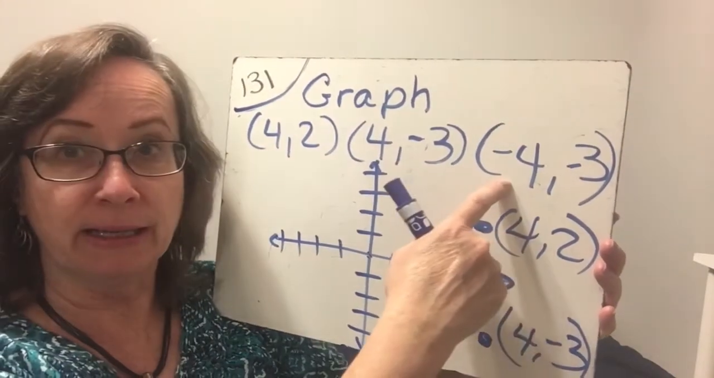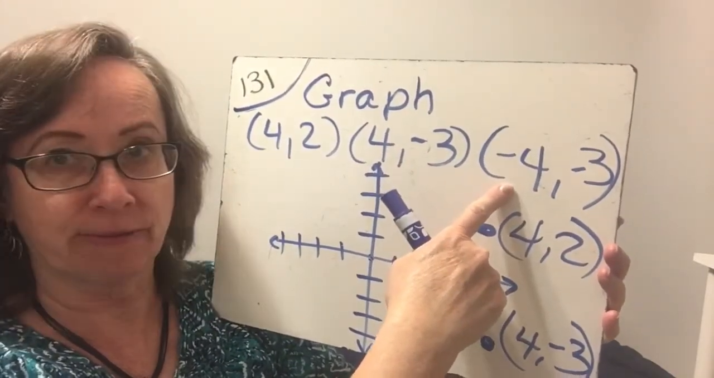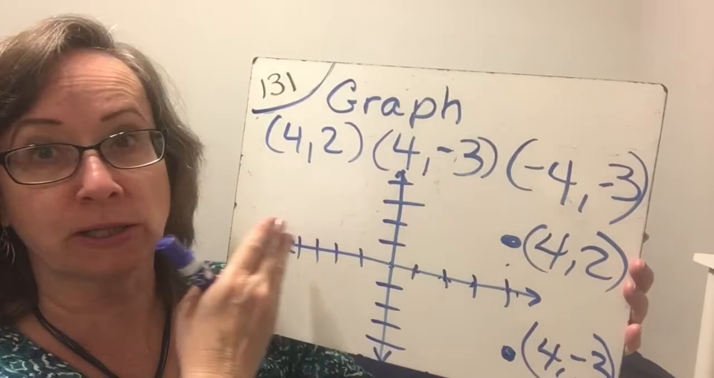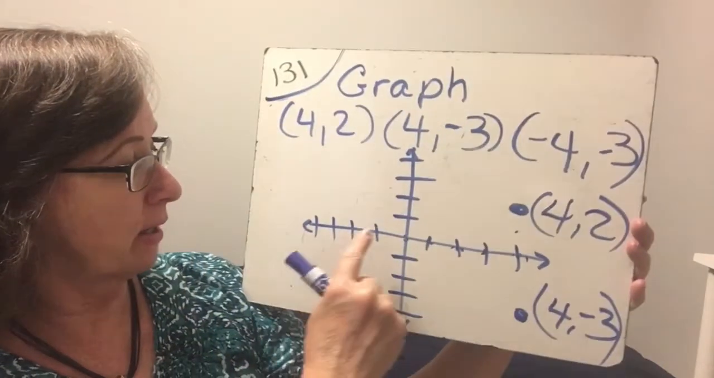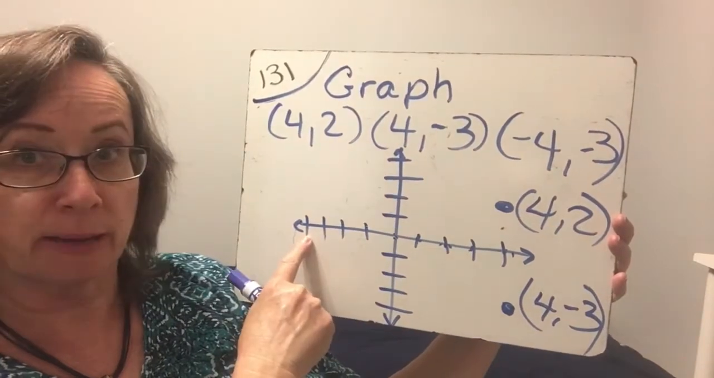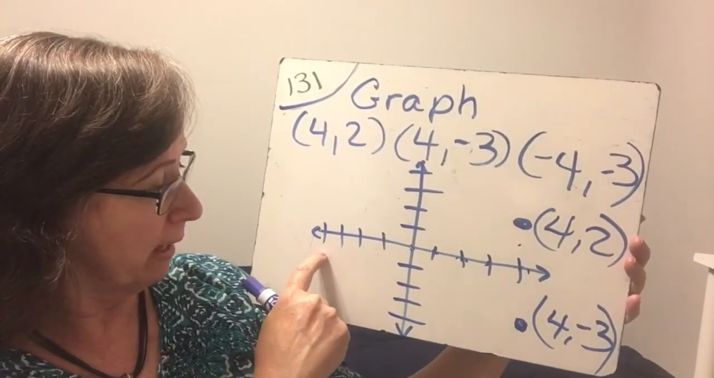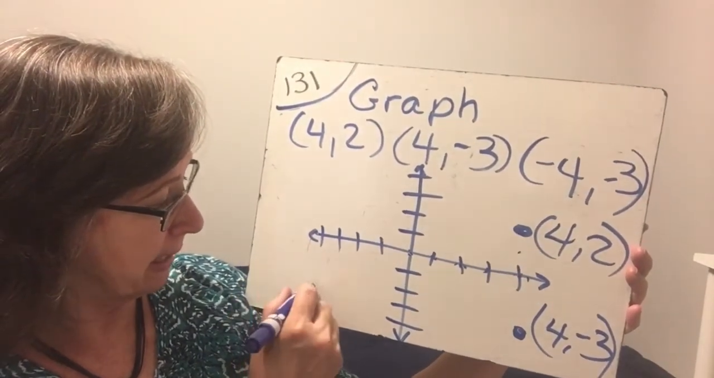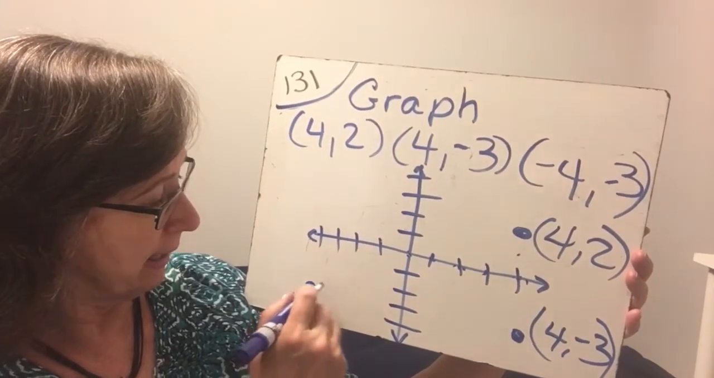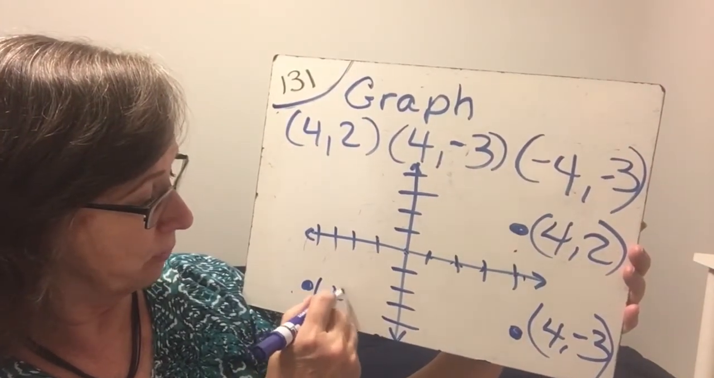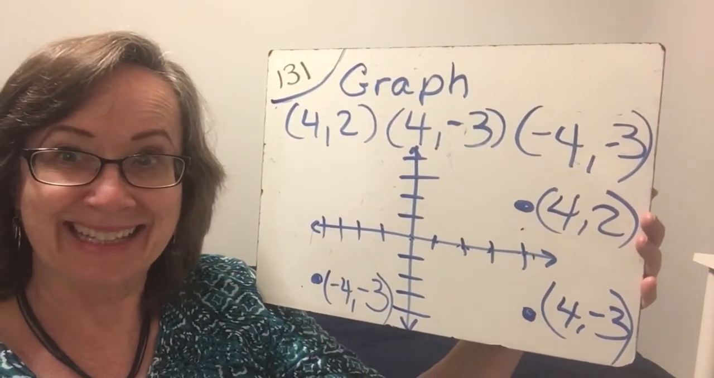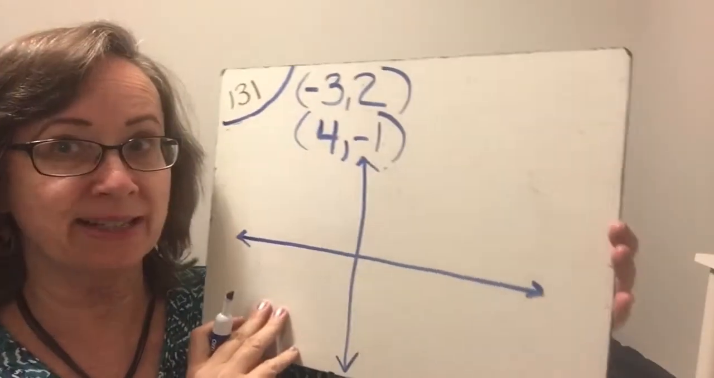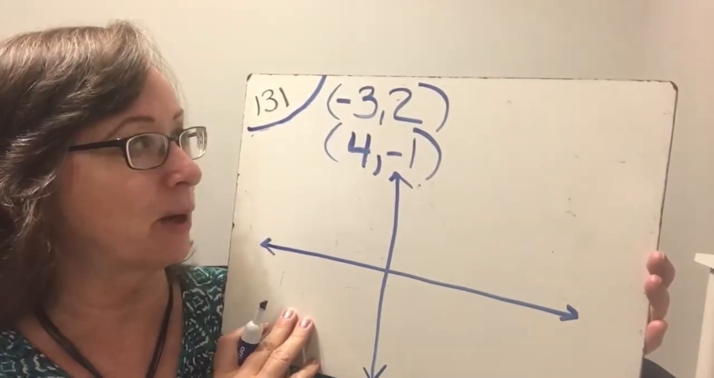So this one is (-4, -3), which is going to go 4 steps to the left and 3 steps down. So 1, 2, 3, 4 steps to the left, and then 1, 2, 3 steps down. We plot our point, and that point is (-4, -3). Easy, huh? Okay, so this is our last example, and then we'll do some practices.